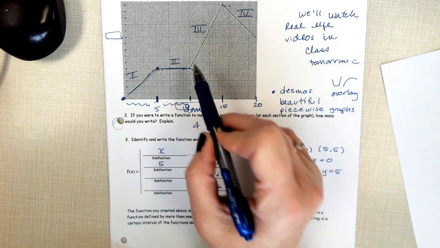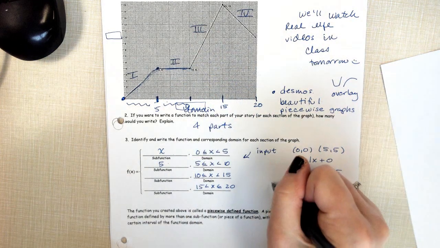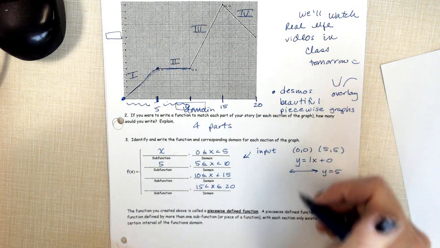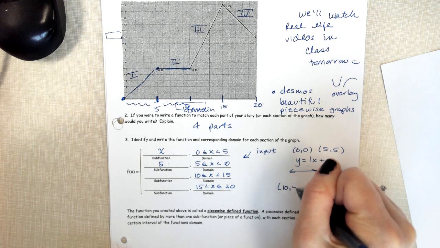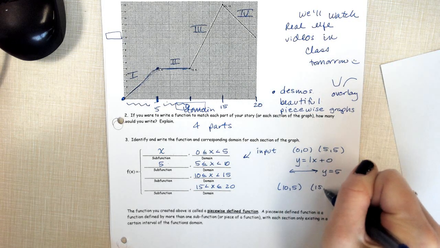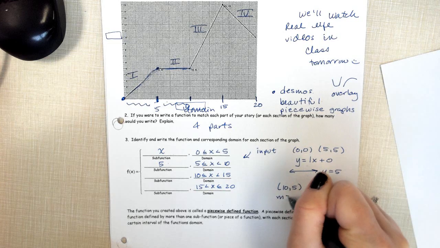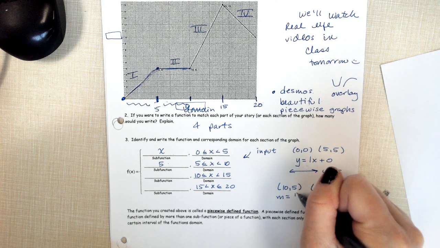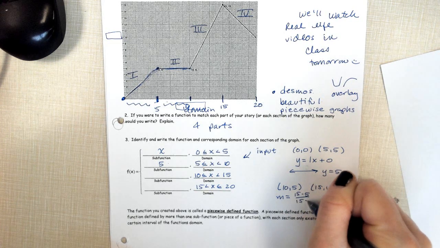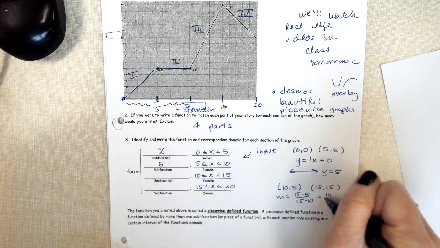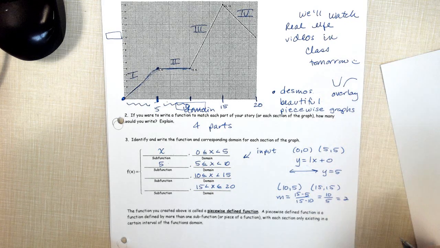All right, this subfunction, now this line, we just spent 2 days writing lines, so it's the line from 10,5 to 15,15. So let's find the slope. 15 minus 5 over 15 minus 10 is 10 over 5, which is 2.